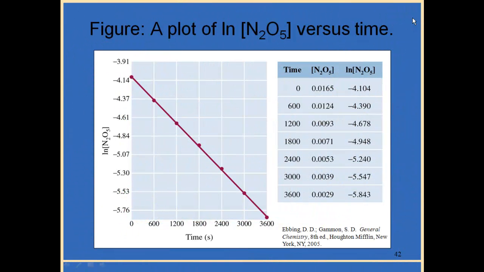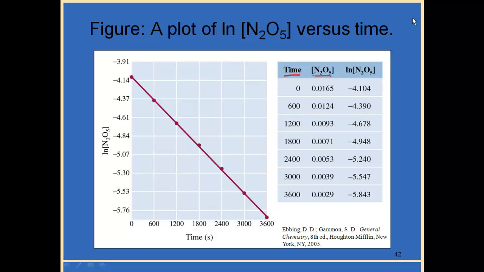If we were to do a plot, it looks something like this, where you would do an experiment. At different sets of time, you would measure the concentration of your N2O5 in this particular example. So at time 0, you would measure your N2O5, which is 0.0165. At 600 seconds, you would measure it again, and you would get 0.0124. So you would continue on and get all your data. So you would measure your time versus concentration.